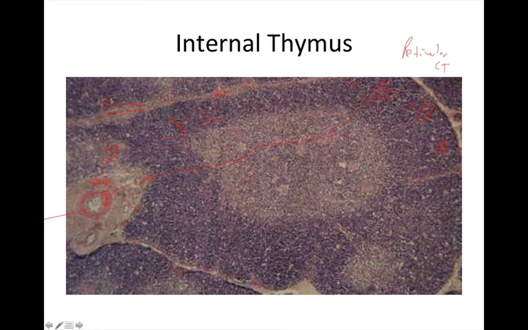And then these newly developed immunocompetent cells are going to leave the thymus gland. They're going to get into the blood, and then they're going to be circulated into our lymphoid tissues where we're going to store them, lymph nodes, spleen, whatnot.